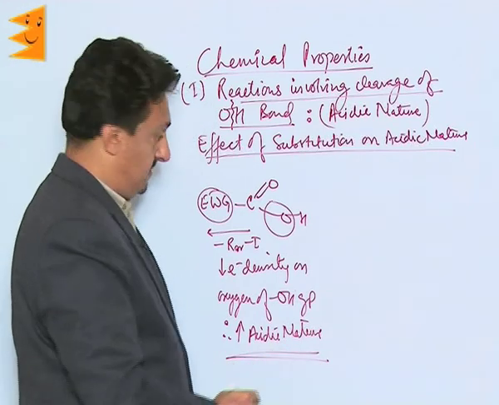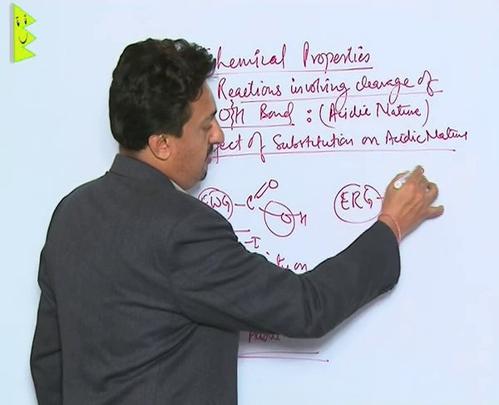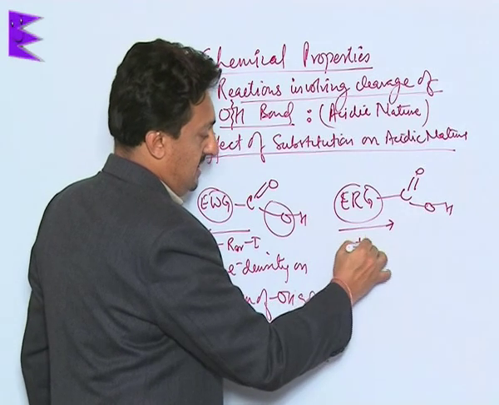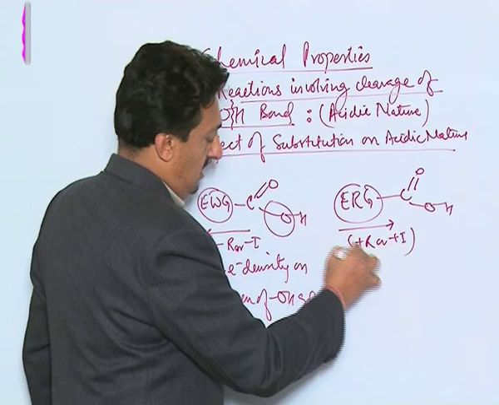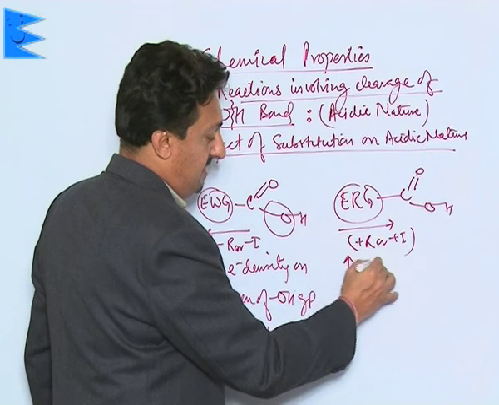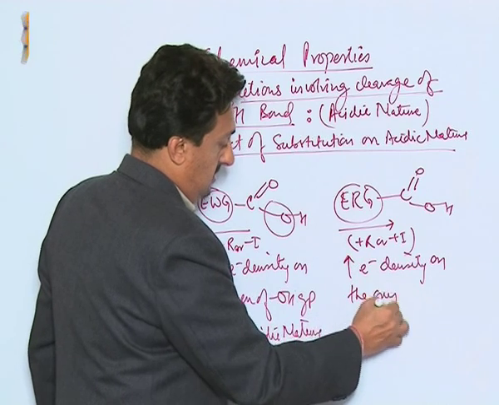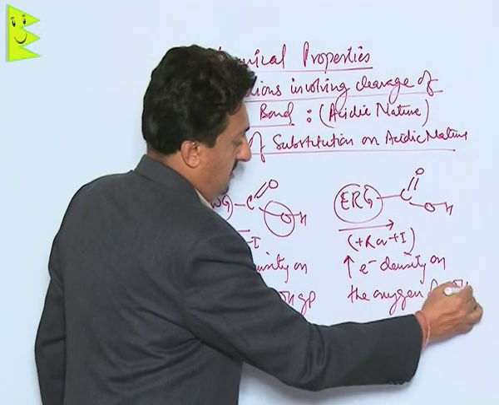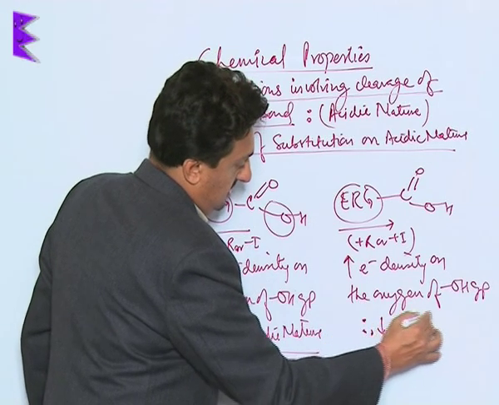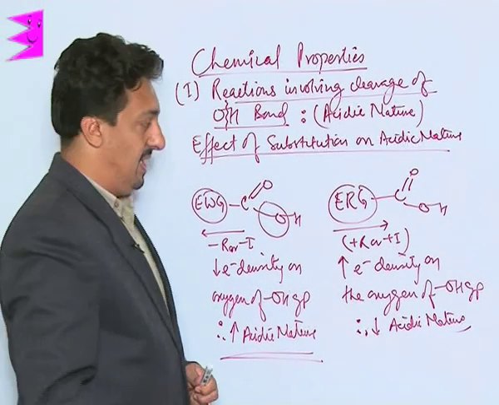That's most important. Whereas, if we are having electron releasing groups attached to the carboxylic group, by either their plus R or plus I effect, these electron releasing groups increase the electron density on the oxygen of the OH group, and therefore decrease the acidic nature. Let me tell you this by certain examples.